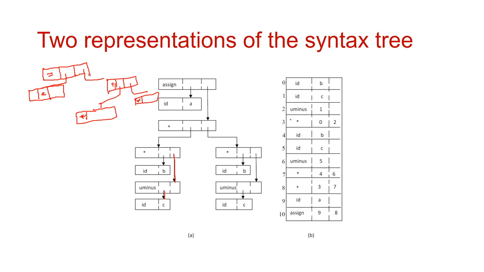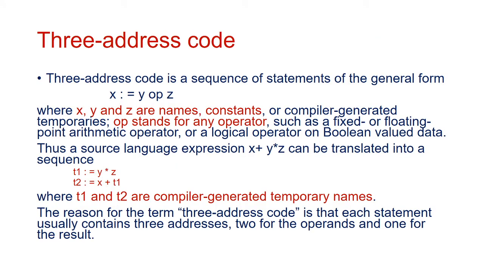So next thing is about three address code. Three address code is a sequence of statements of the form x equal to y operator z. So in simpler form, it has only three operands or three symbols or three variables or three addresses. That's why it is called three address code. It usually contains only three addresses x, y and z, and OP is any operator. It can be addition, subtraction, multiplication, division, less than, greater than, relational operators, logical operators, and, or, not, anything.